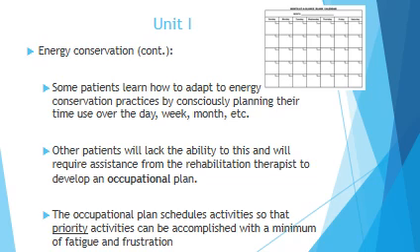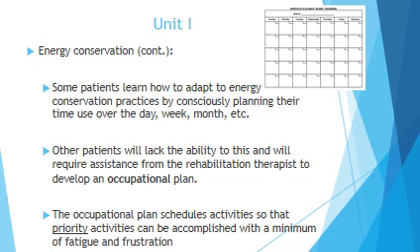When using the techniques of energy conservation, planning is the key for patients who have severely compromised lungs. Some of these patients have to learn how to adapt to energy conservation practices by consciously planning their time used over the day, week, or even month. Other patients will lack the ability to do this and require assistance from the rehabilitation therapist to develop an occupational plan. Because some of these patients don't understand their bodies, they don't realize the severity of their compromise, and they need a little more guidance to be able to conserve their energy so they can continue to do the activities of daily living without difficulty.